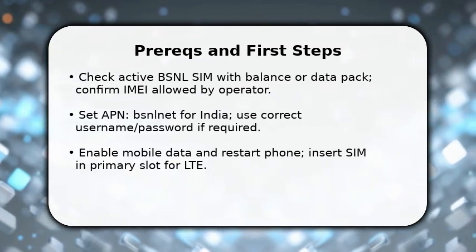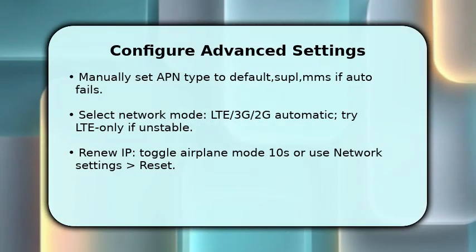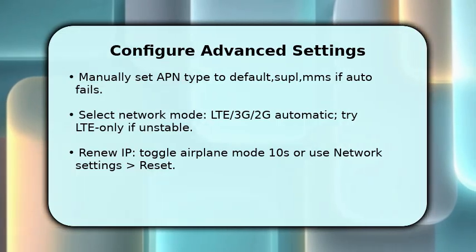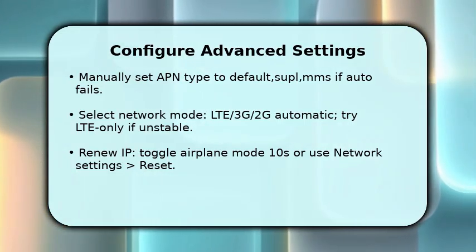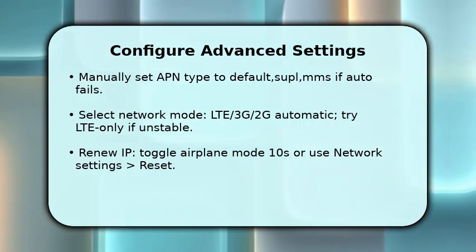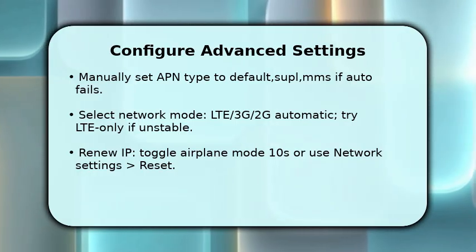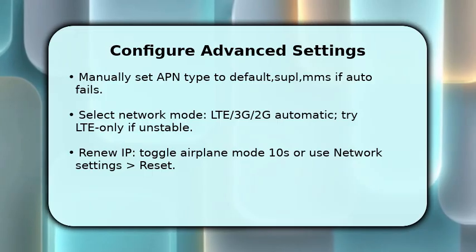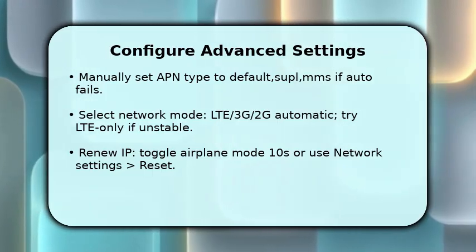If auto APN fails, manually enter APN BSNL net and set APN type to default, SUPL, MMS so data and assistance services work. This is important because phones sometimes strip types. Then choose network mode. Use LTE/3G/2G automatic, but switch to LTE only to force 4G if registration is flaky.